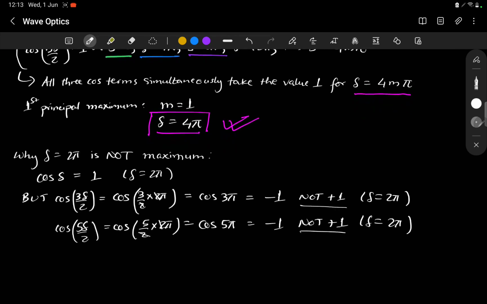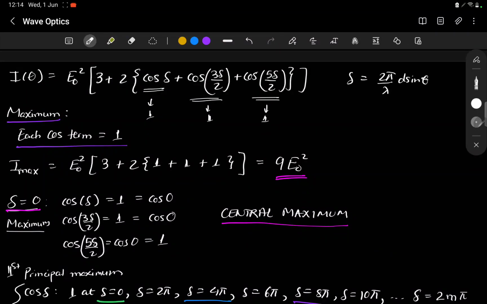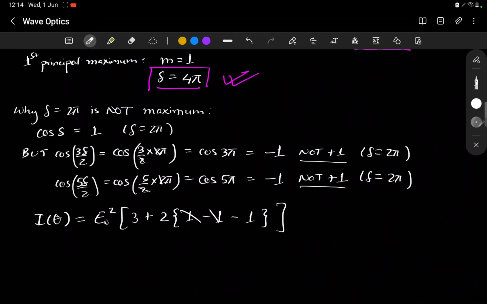In such a case, for delta equal to 2 pi, the first term is 1, the second term is minus 1, the third term is also minus 1. Sorry, I wrote it wrong. If we see the intensity expression, it is 3 plus 2 into cosine delta, cosine 3 delta by 2, cosine 5 delta by 2. So this is the expression. So what do we get? We get basically 3 minus 2, which is 1. We simply get E naught squared, which is not 9 E naught squared, the maximum.